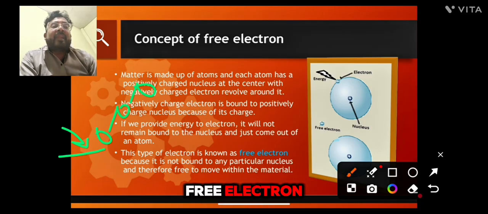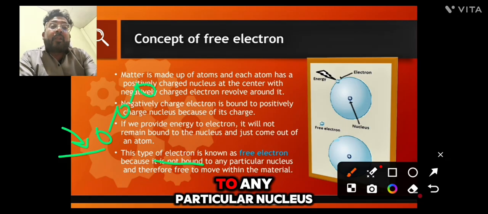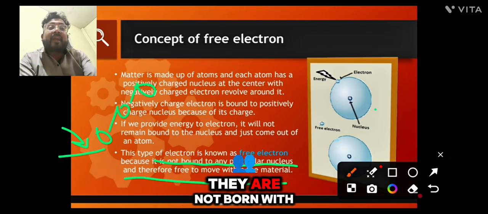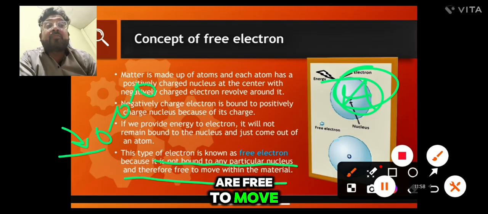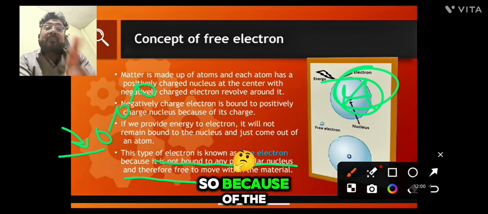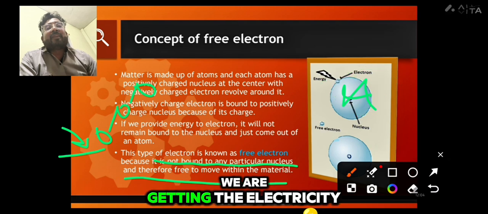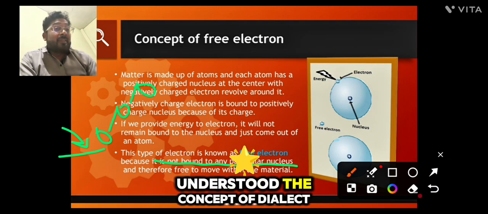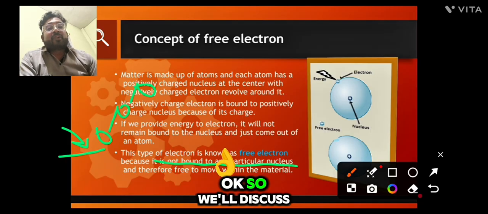This type of electron is known as a free electron, because it is not bound to any particular nucleus, and therefore it is free. They are not bound with the nucleus. The main thing is, they are free to move. Because of the free electrons, we are getting electricity. Now I hope you understood the concept of the electron.